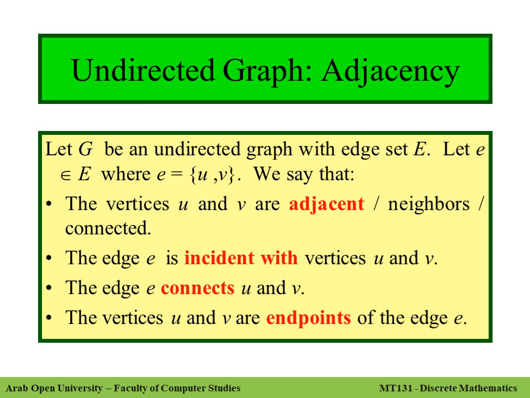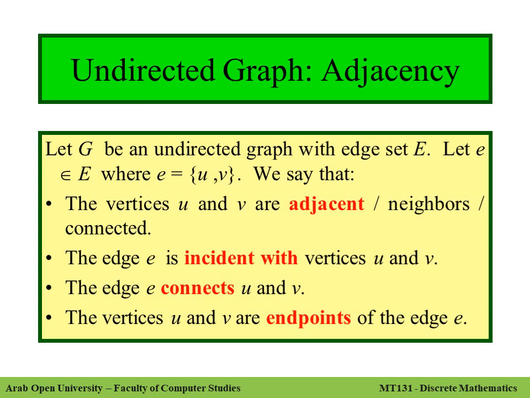Here is some of the terminology used in some examples. We'll start with an undirected graph. G is an undirected graph. E is an edge. E is associated with an unordered pair of vertices. So here is some of the things we may use. We say vertices U and V are adjacent. That is because there is an edge connecting them. So U and V are adjacent, or we can say they are neighbors, or that U and V are connected.